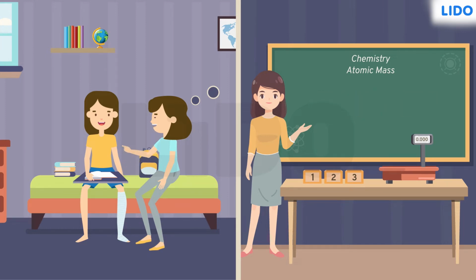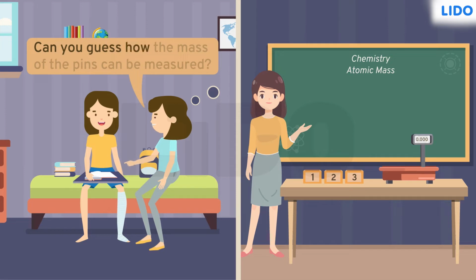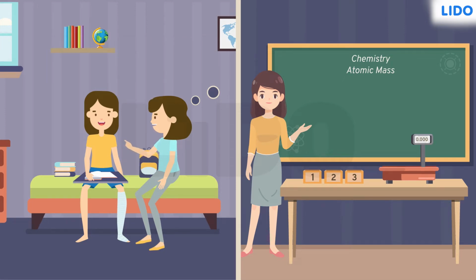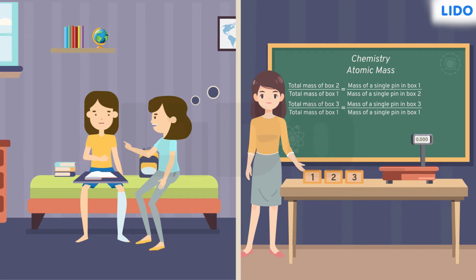Pooja stopped and asked Reena, "Can you guess how the mass of the pins can be measured?" To this, Reena gave a solution. She said, "Well, we won't be able to measure the exact mass of the pins, but we can at least find their relative mass. We know that all 3 boxes contain the same number of pins. Therefore, the ratio of the mass of the whole boxes should be equal to the ratio of the mass of the single pins inside them."